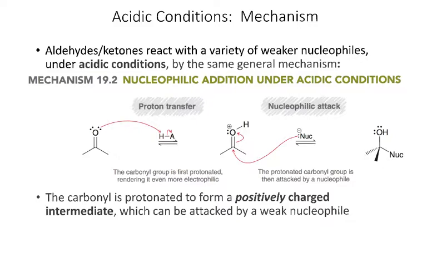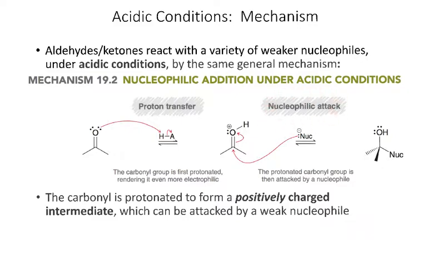Very often when we have weak nucleophiles, they run best under acidic conditions. And the two steps in the mechanism for the nucleophilic attack under acidic conditions are the same, they're just in a different order. On the last slide, we saw under basic conditions, the nucleophilic attack happened first, and then the proton transfer happened.